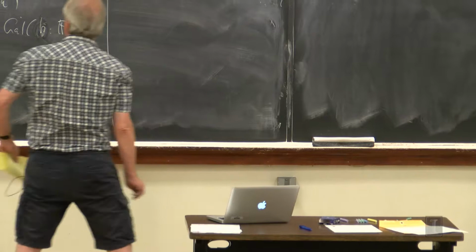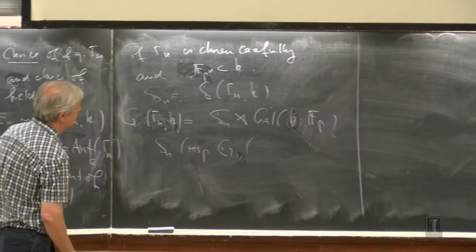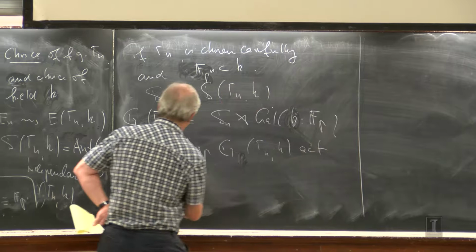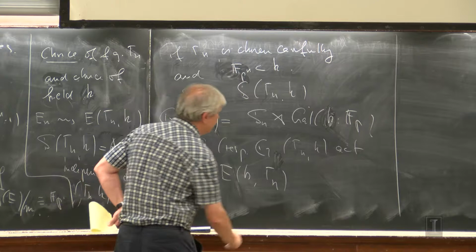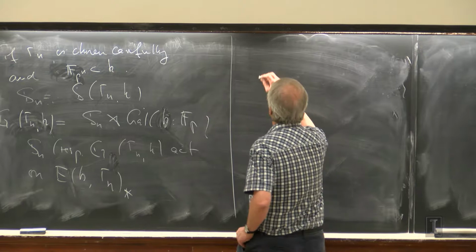Okay, now this group Sn, respectively Gn, or G gamma n k, they act on E, well, they act on the theory. They act on the coefficients. This action is very interesting and very important. And in fact, what's even more important is that this action can be rigidified.